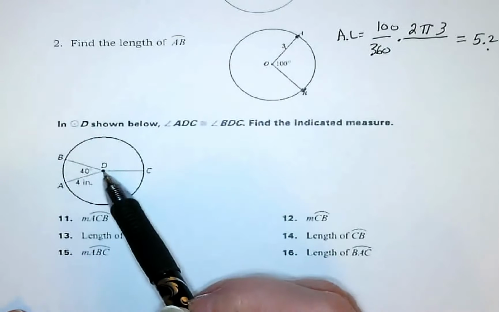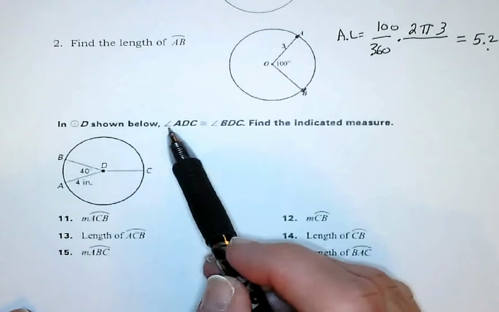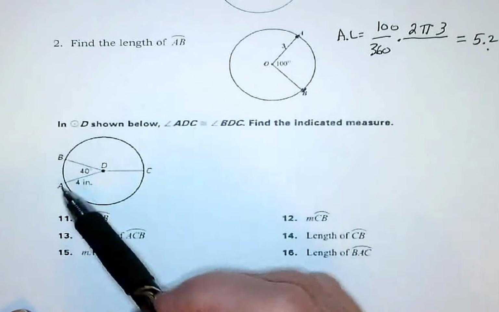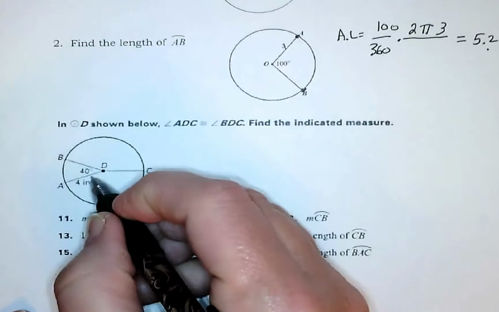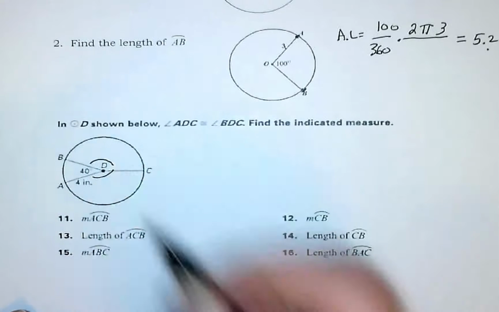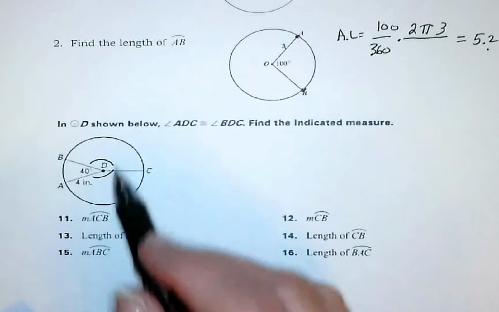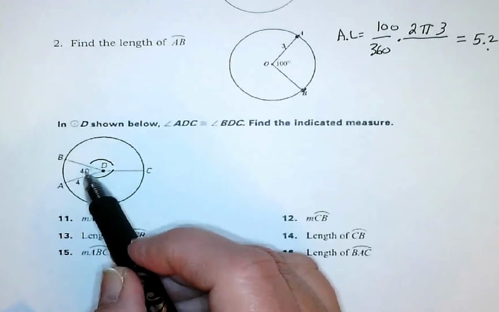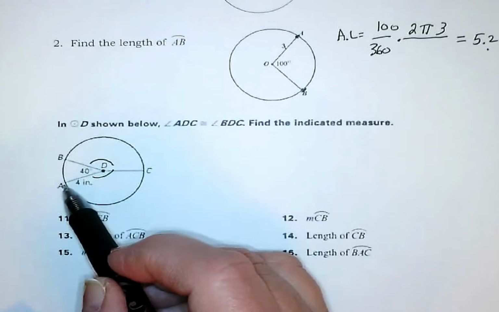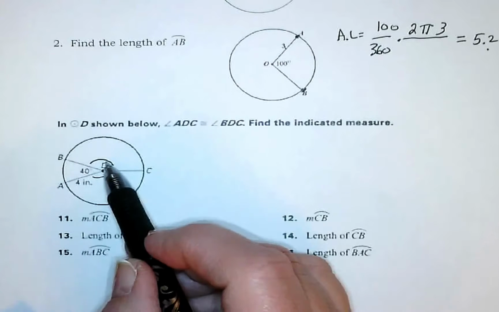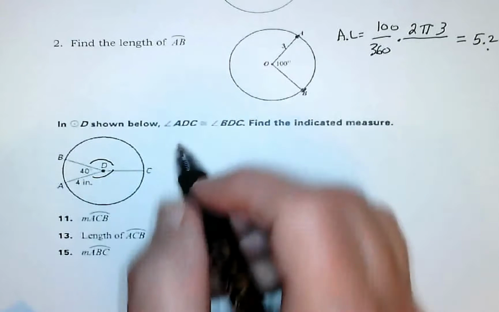Info. If circle D, so here's my center D, angle ADC, this angle here is equal to this angle on this side. Okay, so again, before I start anything up here, I'm going to take a look. I have a central angle of 40. I have a radius of 4. I know these two angles have to be the same.